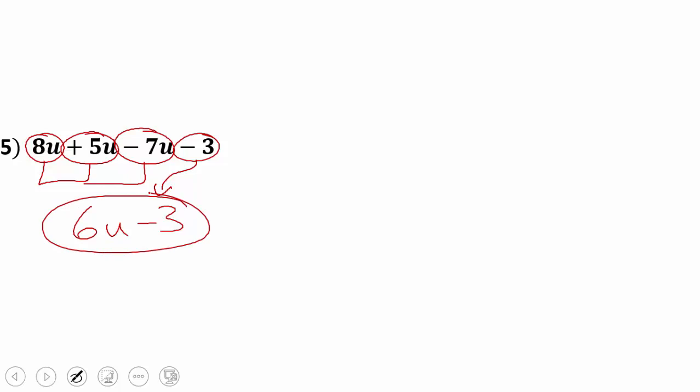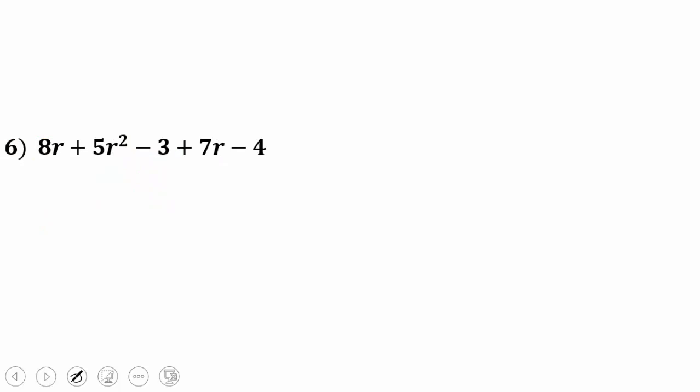That's straightforward. Our last example before our quick write, 8r plus 5r squared minus 3 plus 7r minus 4. So again, I'm going to circle my terms. And I have an 8r, a 5r squared, a negative 3, a 7r, and a negative 4. So, as I said a minute ago, you should always start with the variable terms, and then we start with the variable terms with the highest exponent. Well, we have this 5r squared, and there's no other r squared, so there's no other like terms. So that 5r squared just comes down into our simplified expression.